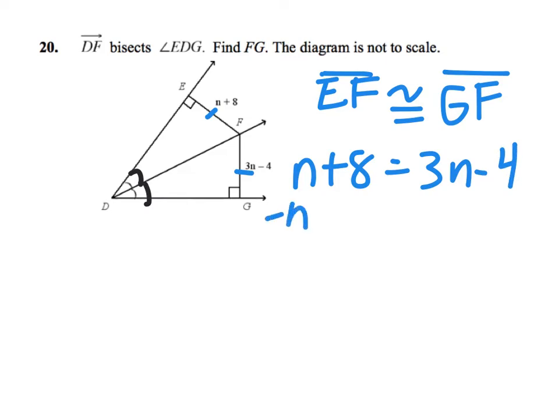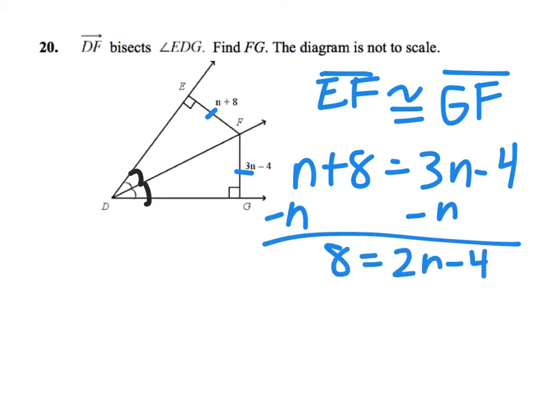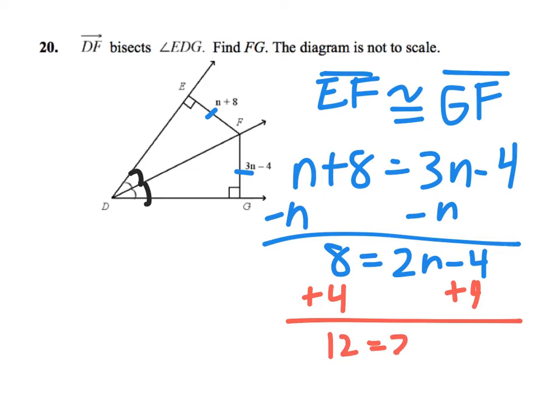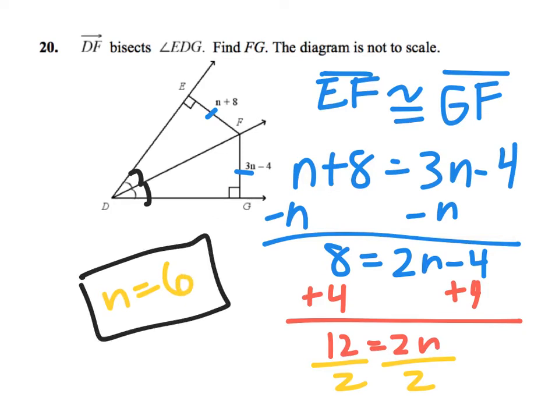So I'm going to start by subtracting n from both sides. When I do that, I get 8 equals 2n minus 4. From there, I'm going to add 4 to both sides, and I get 12 equals 2n. And my last step, we're going to divide by 2, and I get n equals 6. And that will be my final answer.